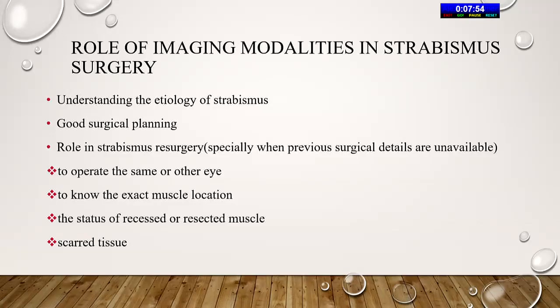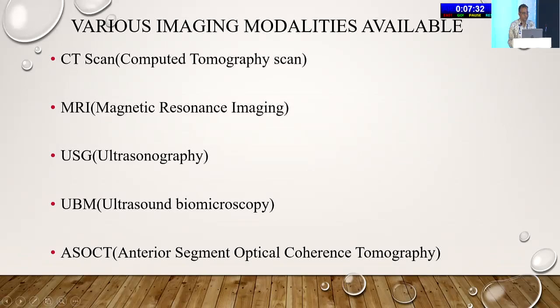Basically, the role of imaging modalities in strabismus surgery is in understanding the etiology of strabismus and good surgical planning, and the role becomes more important when previous surgical details are not available, to operate on the same eye or the other eye, to know the exact location of the muscle, the status of the resected muscle or scar tissue. Various imaging modalities which are available are CT scan, MRI, USG, UBM, AS-OCT.